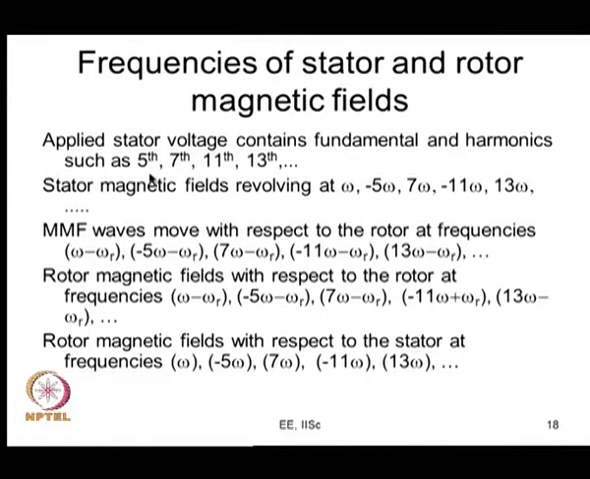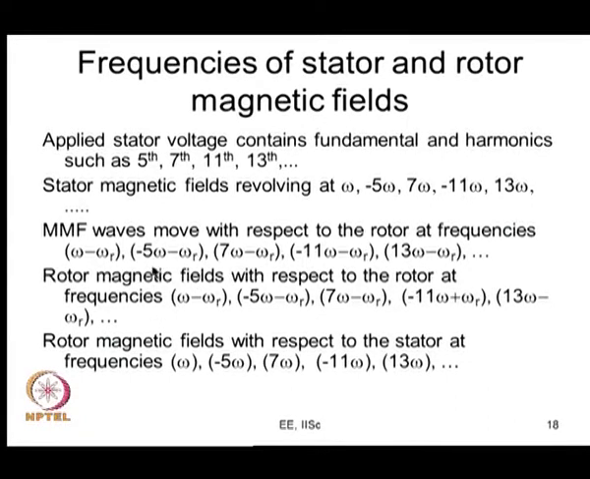So, when you apply a fifth harmonic voltage, it produces something revolving at 5 omega. Since it is in the opposite direction, we make it minus 5 omega. The rotor is anyway rotating at omega r, therefore it sees an MMF wave that moves past the rotor at this frequency, minus 5 omega minus omega r. So, the induced EMF in the rotor is of this frequency, 5 omega plus omega r.